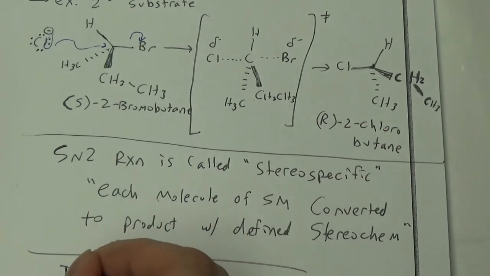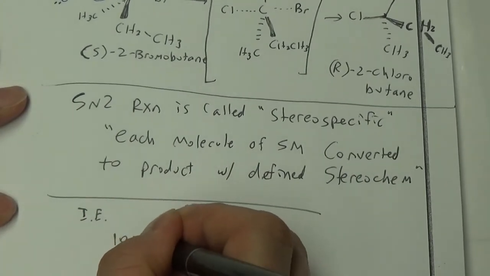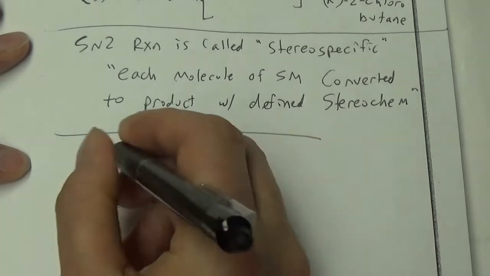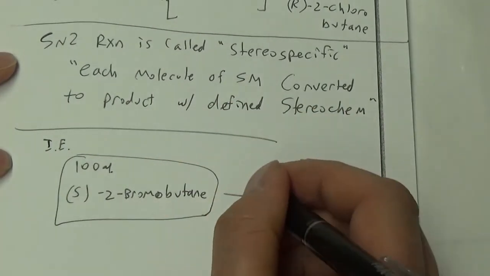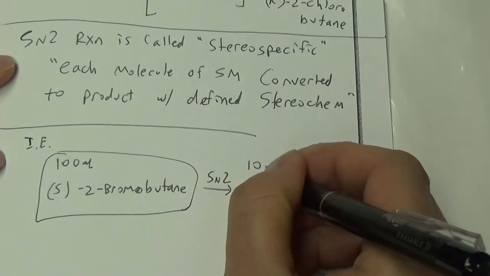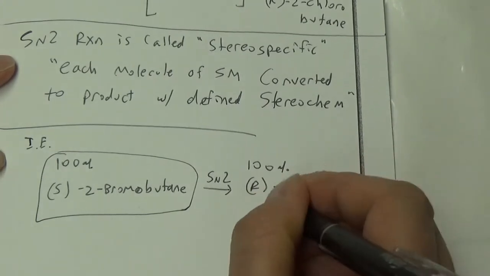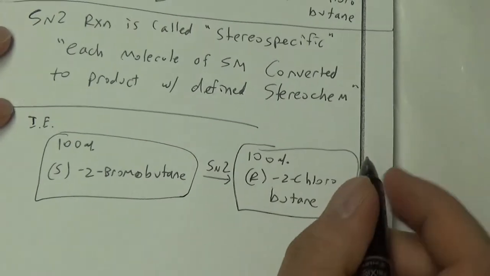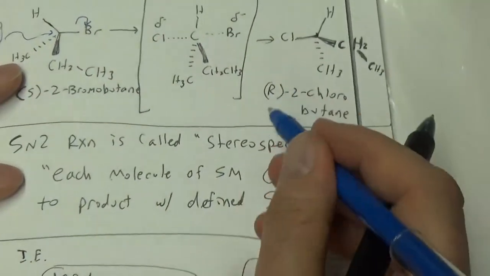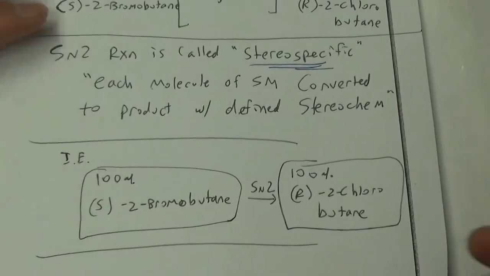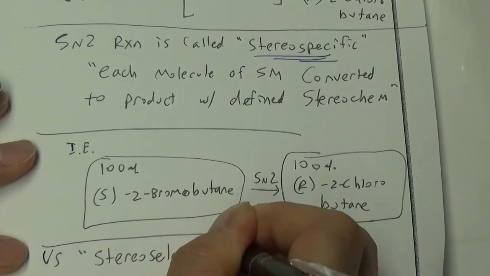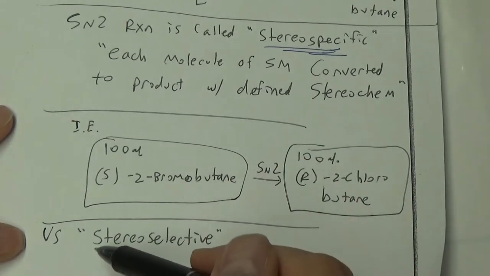So, example, if I have 100% S-2-bromobutane in a bottle, and I react it with chloride in an SN2 reaction, you will make 100% R-2-chlorobutane in your bottle. Okay? 100% in, 100% out, stereospecific. There's another word, stereoselective. This is stereospecific versus stereoselective.